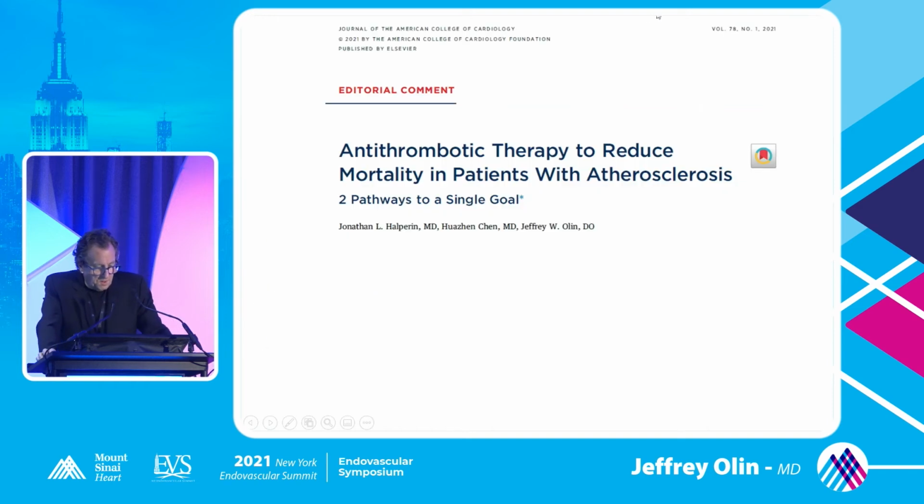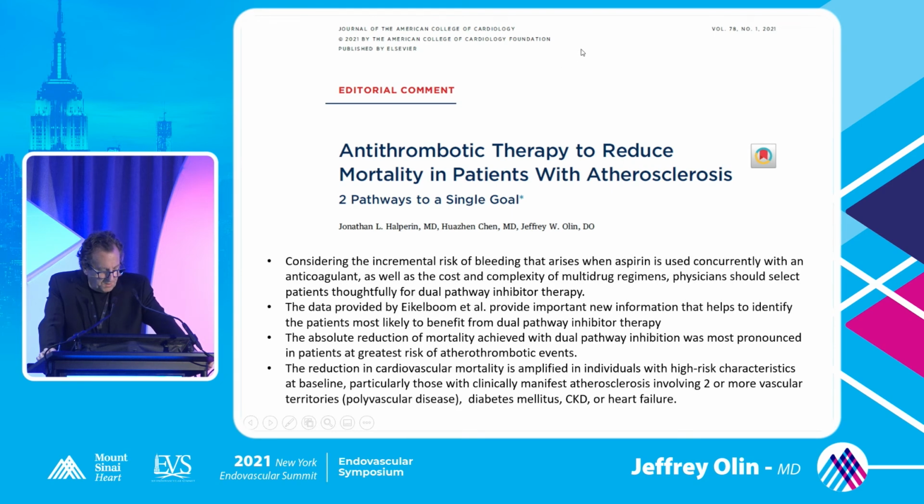So John Halpern, I, and one of our fellows wrote an editorial associated with this and essentially said, considering the incremental risk of bleeding that arises when aspirin is used concurrently with an anticoagulant, as well as the cost and complexity of multi-drug regimens, physicians should select patients thoughtfully for what's now called dual pathway inhibitor therapy. The data provided in the paper I just showed you provides important new information to identify patients most likely to benefit from dual pathway inhibitor therapy.